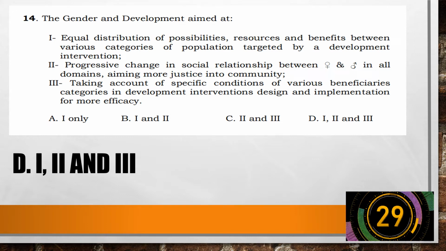We have to take note that there are three objectives of the gender and development. First, equal distribution of possibilities, resources, and benefits between various categories of population, targeted by a development intervention. Second, progressive change in social relationship between male and female in all domains, aiming more justice into community. Third, taking account of specific conditions of various beneficiaries, categories, and development intervention, design, and implementation for more efficacy. So these are the three objectives of the gender and development.